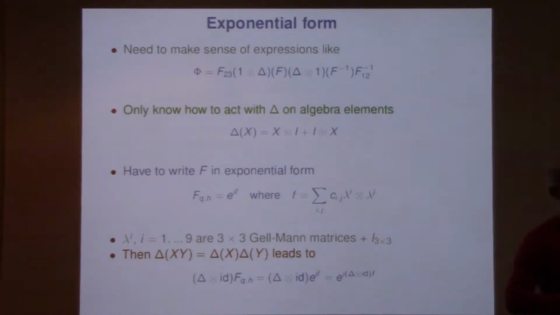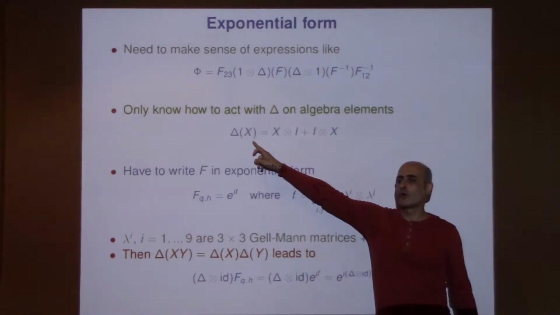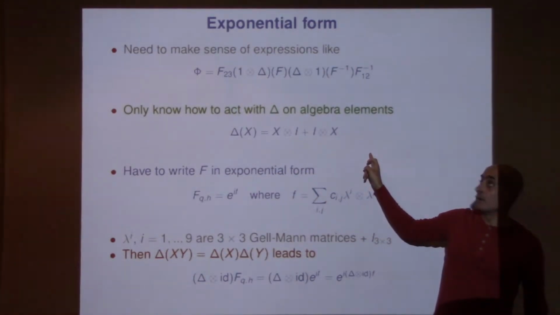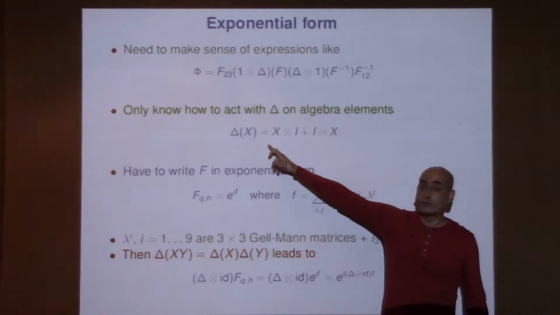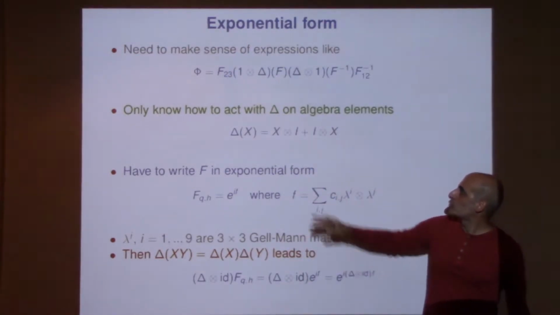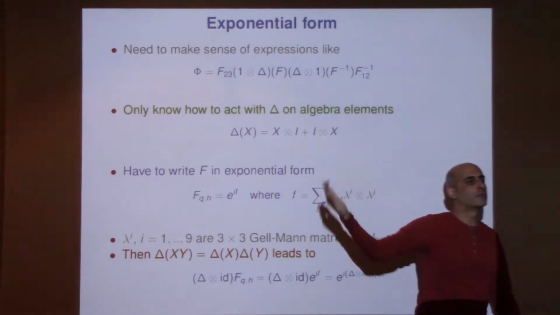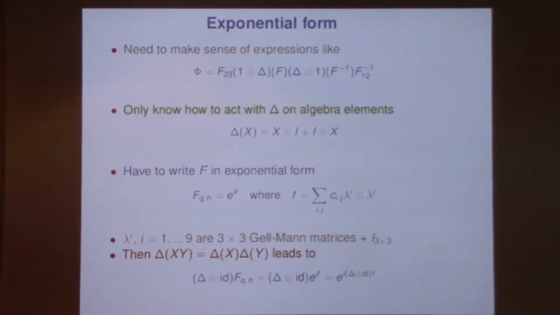Okay, that's also something that technically took us a bit of time to understand. The problem is that you only know how to act with the coproduct on algebra elements. So like this, for instance, but you don't really know how to act on the group element, because F lives in the group and not in the algebra. It's an exponential of algebra. But there is a way to do this.